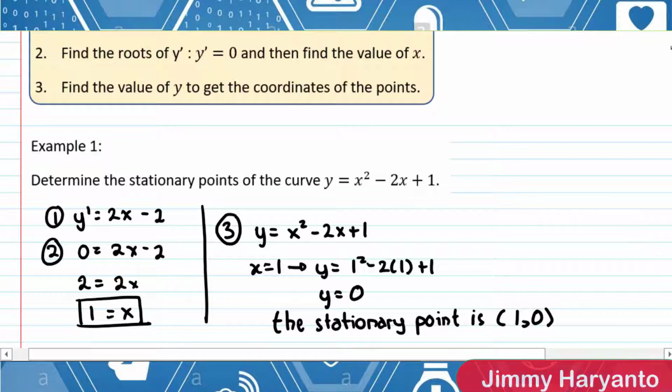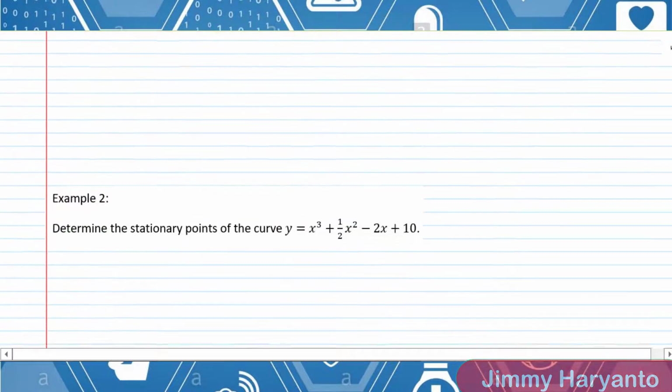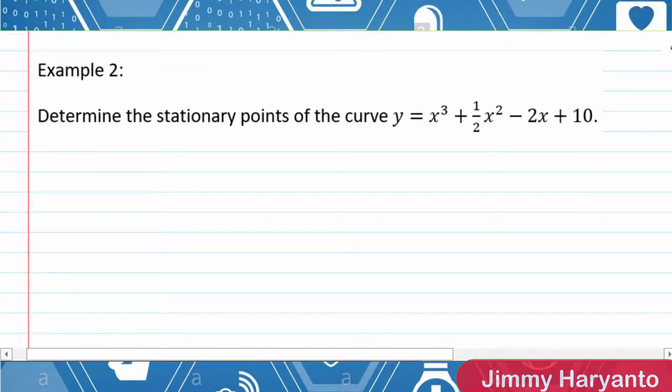Okay, so next is example 2. For example 2, I have this curve. Now we have x to the power of 3, that means a cubic function. The first step to determine the stationary points is to find the first differentiation. So for the first differentiation, I will have 3x squared plus x minus 2.